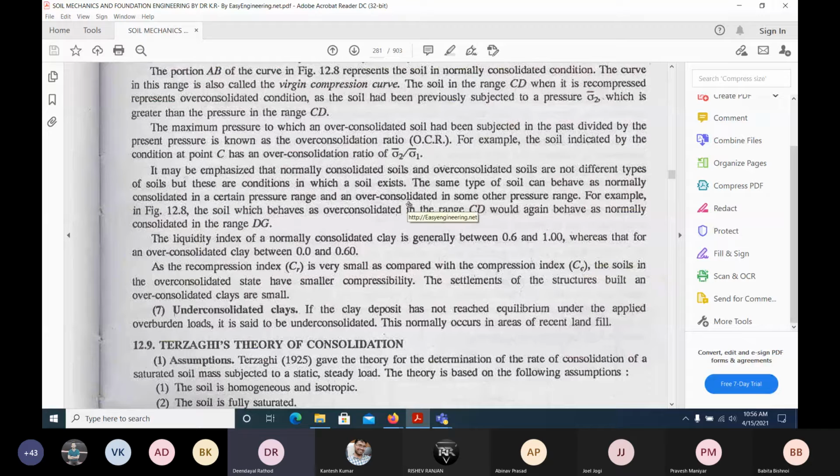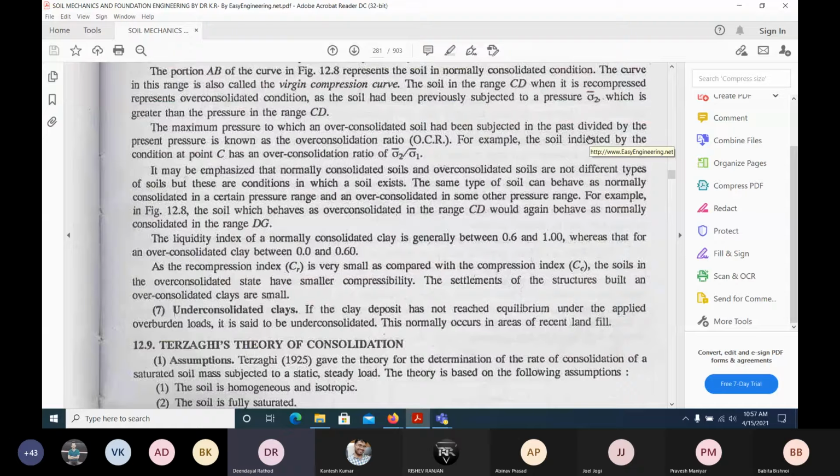As the recompression index is very small compared to the compression index, the soil in the over consolidated state has smaller compressibility. The settlement of structures built on over consolidated clays is small. That means because it is already subjected to more pressure, we can always be on the safer side with over consolidated clay.